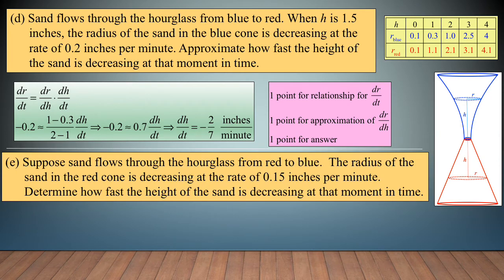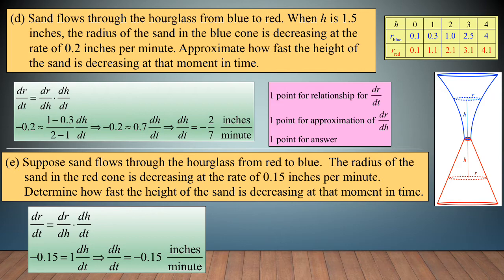In part E, suppose sand flows through the hourglass from red to blue. The radius of the sand in the red cone is decreasing at the rate of 0.15 inches per minute. Determine how fast the height of the sand is decreasing at that moment in time.